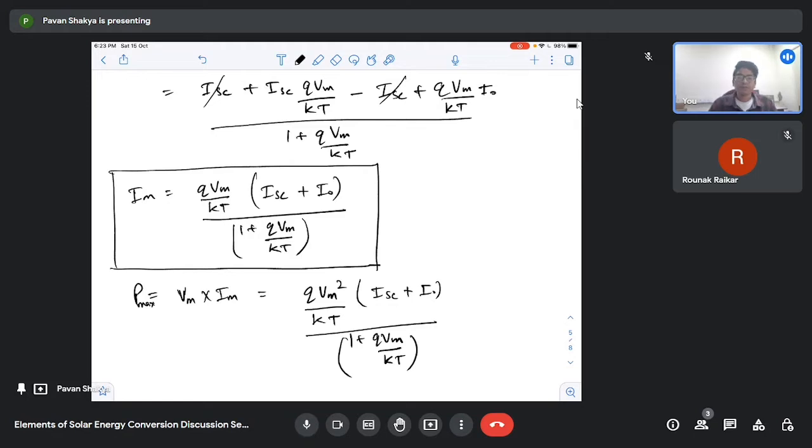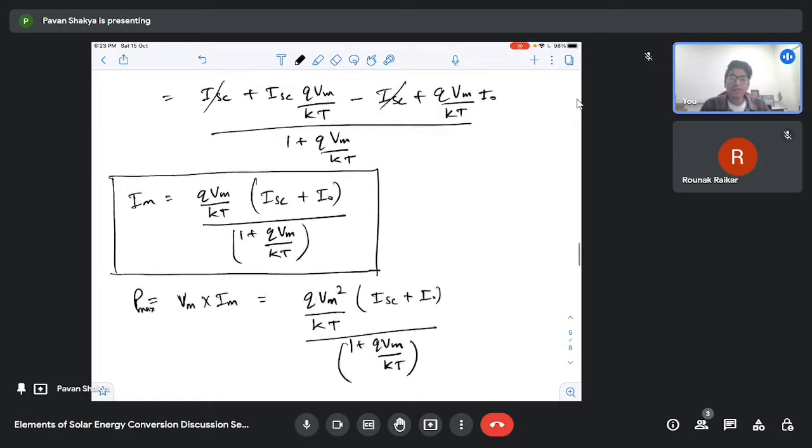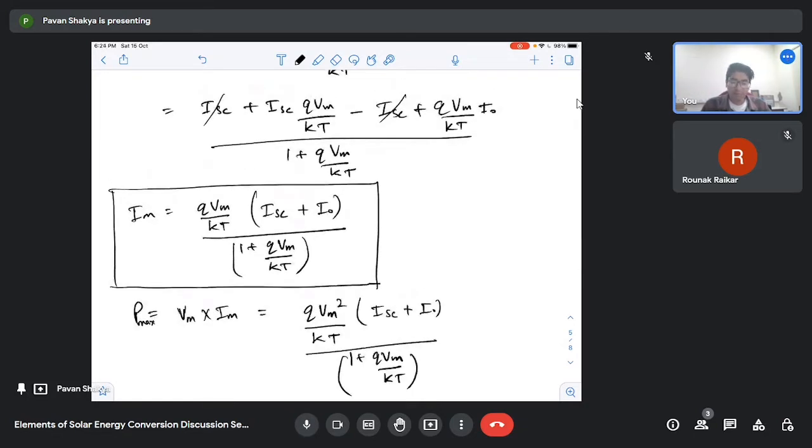Okay, so this is the formula for this power, and we have also solved the formula for this current and the voltage at which the power will be maximum. So if you have any doubt, then you can ask, else I will move to the next problem. Okay, so let's move to the next problem.